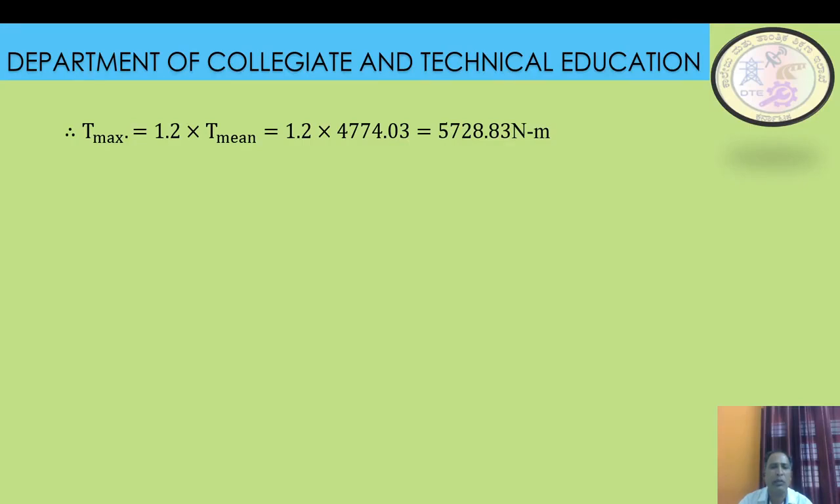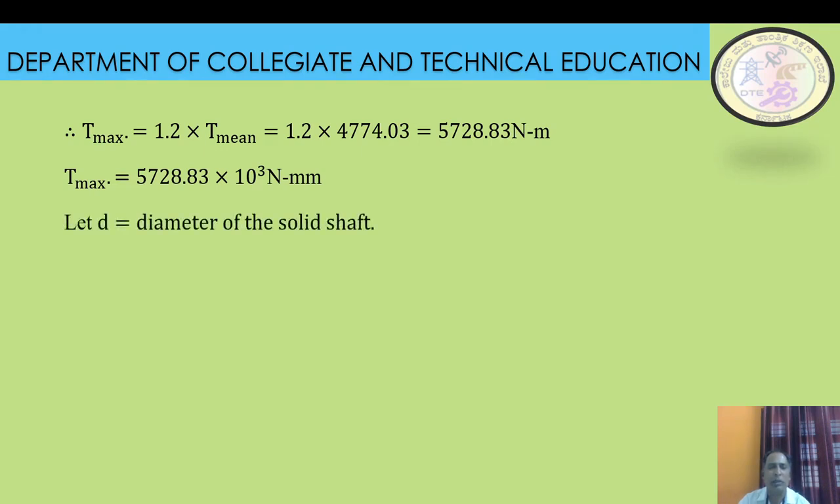Therefore, T maximum is equal to 1.2 into T mean, that is 1.2 into 4774.03, that is equal to 5728.83 Newton meter. Here T maximum is in Newton meter. First convert it into Newton mm just by multiplying by 1000. So therefore, let D be the diameter of the solid shaft.